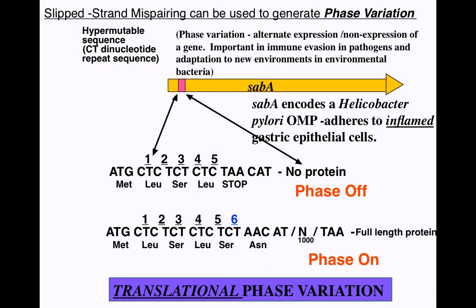So the way that this SabA gene has evolved makes certain that any population of this bacterium within anybody's stomach is always going to consist of some cells that express SabA and some that don't express SabA.